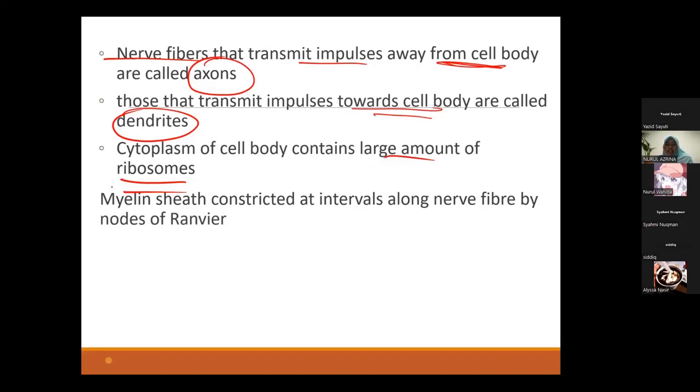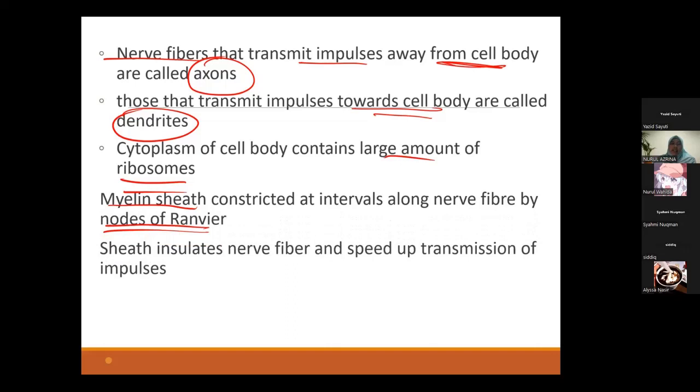Next, myelin sheath. Some nerve fibers are insulated with myelin sheath, and the intervals between the myelin sheath we call nodes of Ranvier. So the sheath insulates the nerve fiber, and the myelin sheath helps to speed up transmission of impulse. So that is the function of myelin sheath: insulate fiber and speed up transmission of impulse.